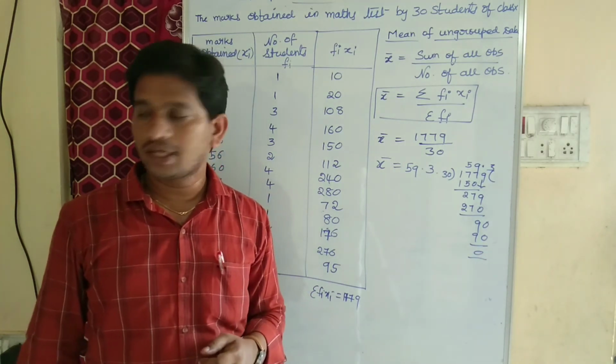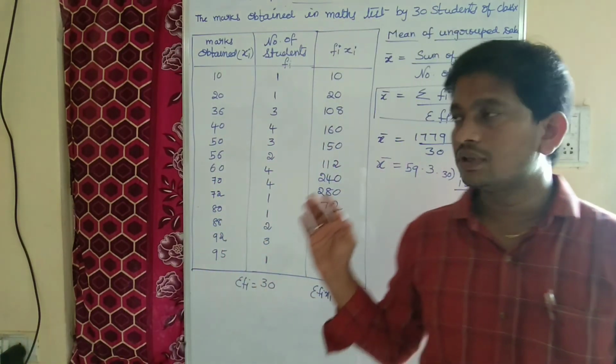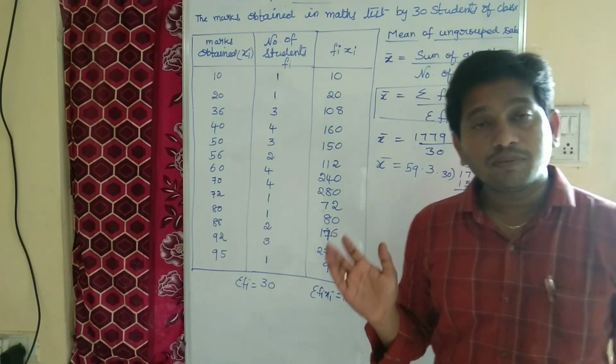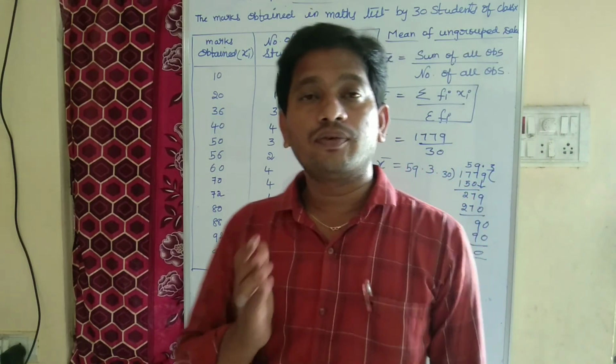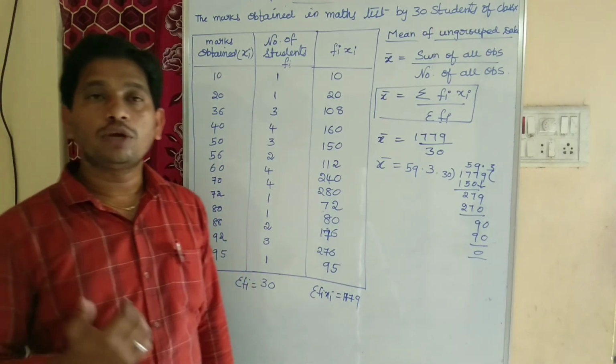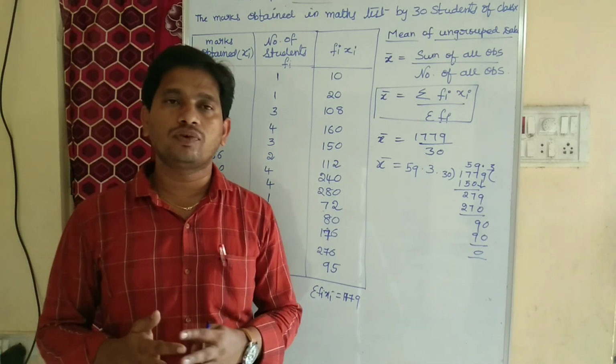Okay, children, I hope you understood the basics of this chapter. What do you mean by data? What is the main use of statistics? What do you mean by primary data? What do you mean by secondary data? What is the difference between grouped data and ungrouped data?